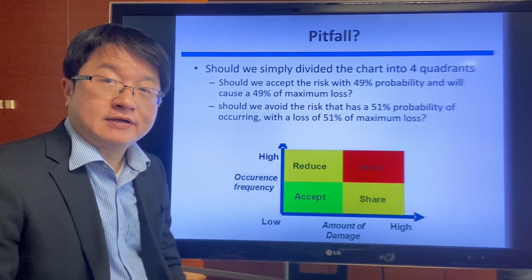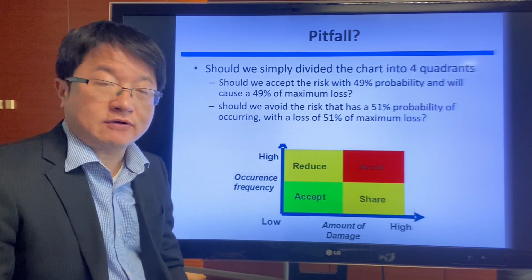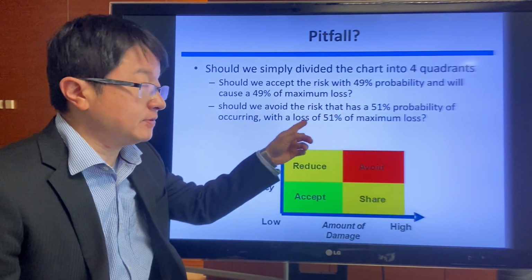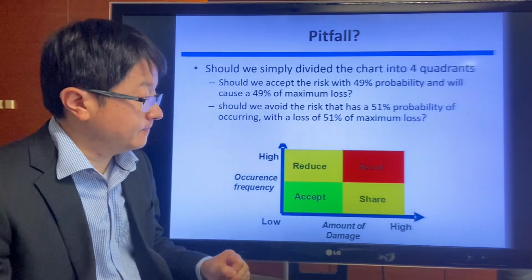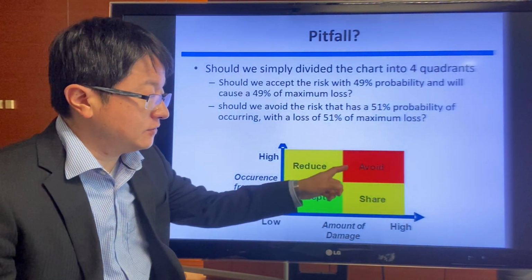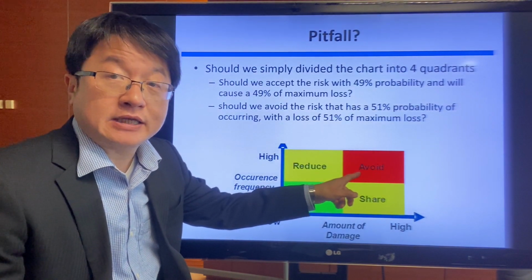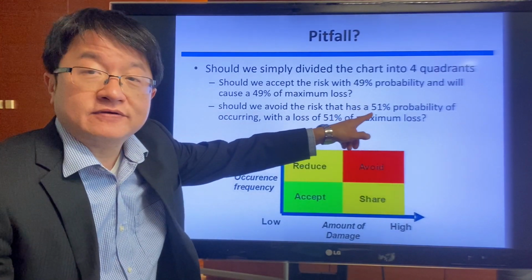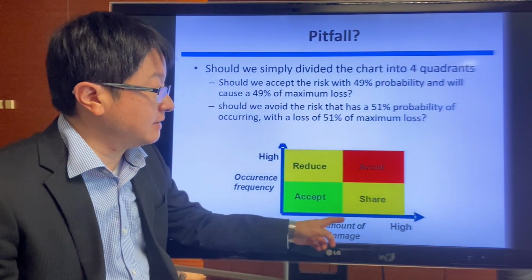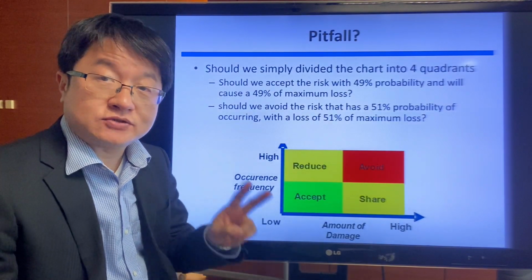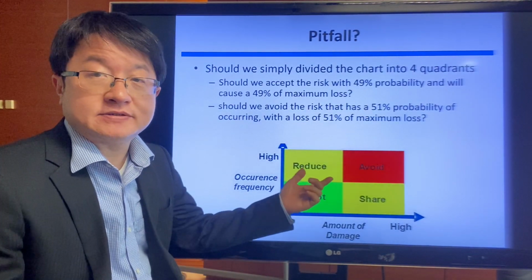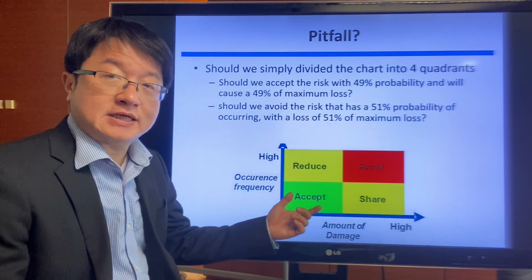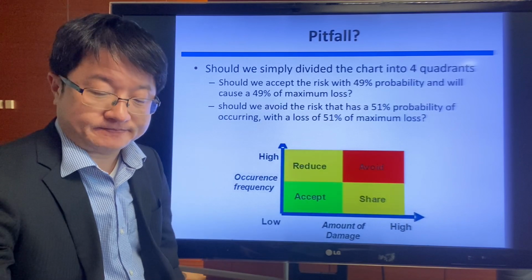But what if, in another case, the probability of occurrence is 51% and the impact is also 51%, just 2% more? Then it will fall into these quadrants that you should avoid because the probability is considered as high, higher than 50, and also the damage is also high. So this 2% difference will make a big difference. So is it fair? Or are there any ways that we can do this analysis in a more quantitative way?